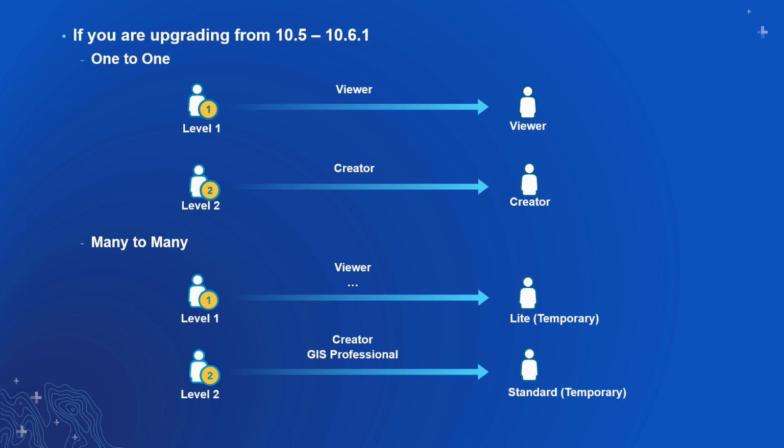If you're sitting at version 10.5 through 10.6.1, so this is where you do have level 1 and level 2 members in your portal, we have kind of a 1-to-1 ratio. If you have a license file that has one user type that's compatible with level 1, one user type that's compatible with level 2, they will come over. So say you have viewer and creator, your level 1s will come over as viewers, your level 2s will come over as creators. Then we have the scenario where you have multiple user types compatible with level 1 and multiple user types compatible with level 2. In this scenario, all of your level 1 members would come over as this light temporary. All of your level 2 members will come over as this standard temporary.